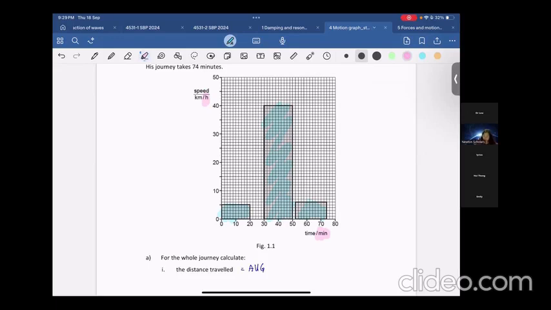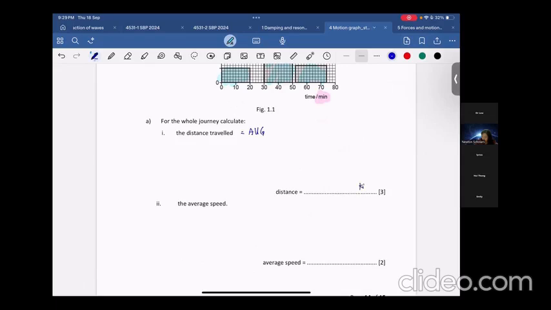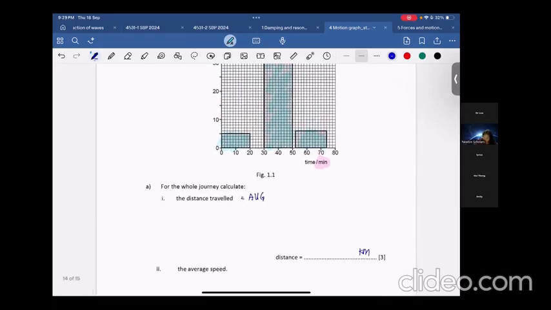Okay? So here, I want to find the distance in kilometers. How far they travel, in kilometers. What should I do? Area under the graph. For the first section here, this is, I think, 5 kilometer per hour, am I right?